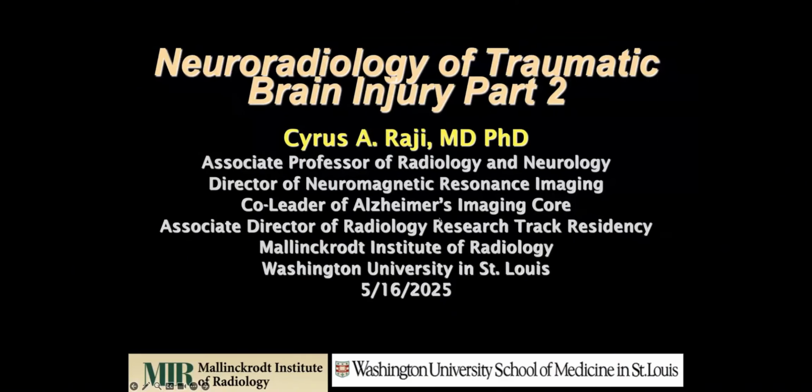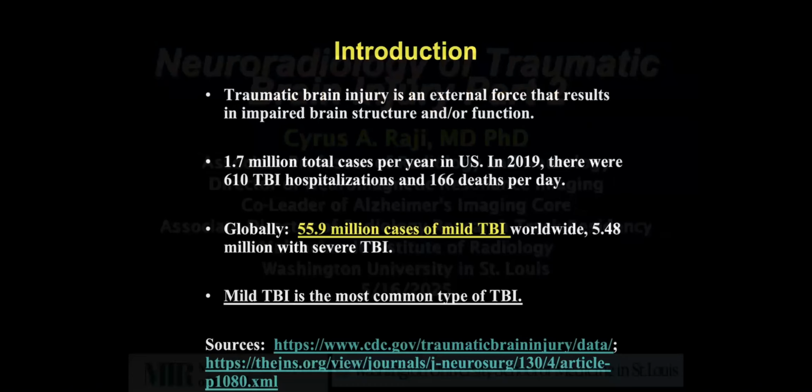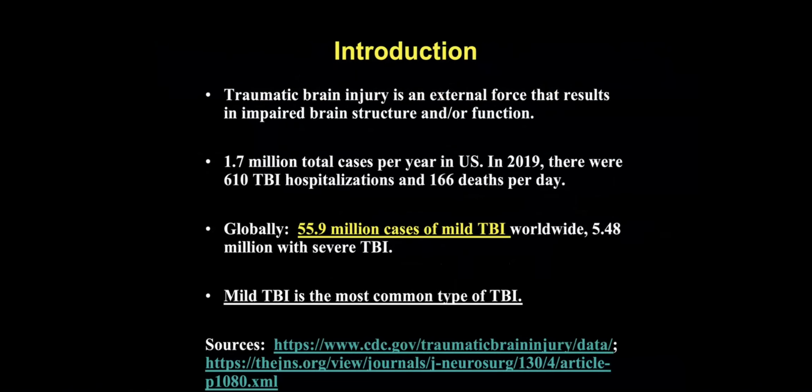Okay, so my name is Dr. Cyrus Raji. I'm very happy to be speaking with you today about neuroradiology of traumatic brain injury part 2. And to recap some of the principles we discussed before, traumatic brain injury is an external force that results in impaired brain structure and/or function. There were over 1.7 million cases of TBI in the US per year on average. In 2019 alone, there were 610 TBI hospitalizations and about 166 deaths per day. So it's quite common. It's quite a big issue globally.